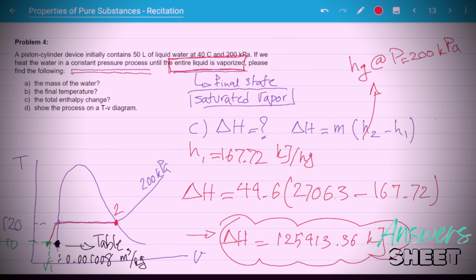Now for part D, it asks to show the process on a TV diagram. We kind of already did. So the process is the red line, and the direction is from point 1 here, the green dot, all the way to point 2 here, the red dot.